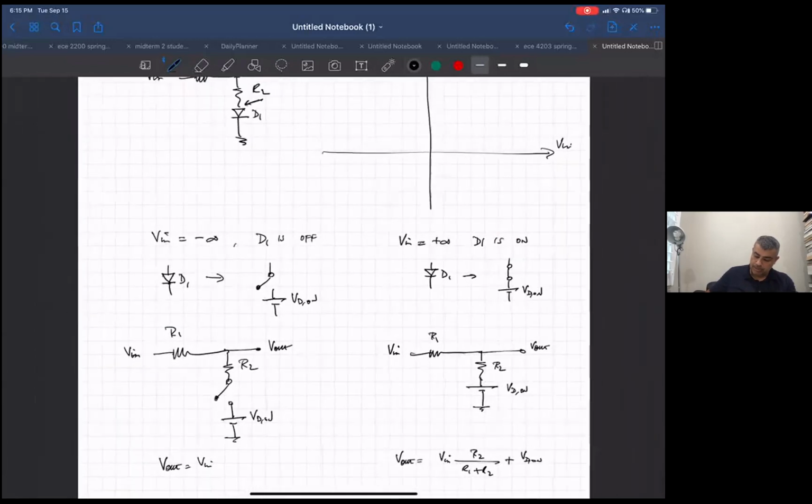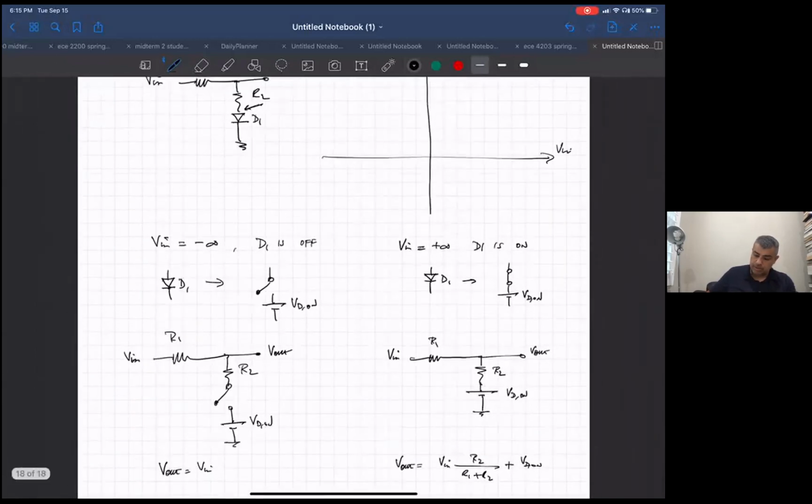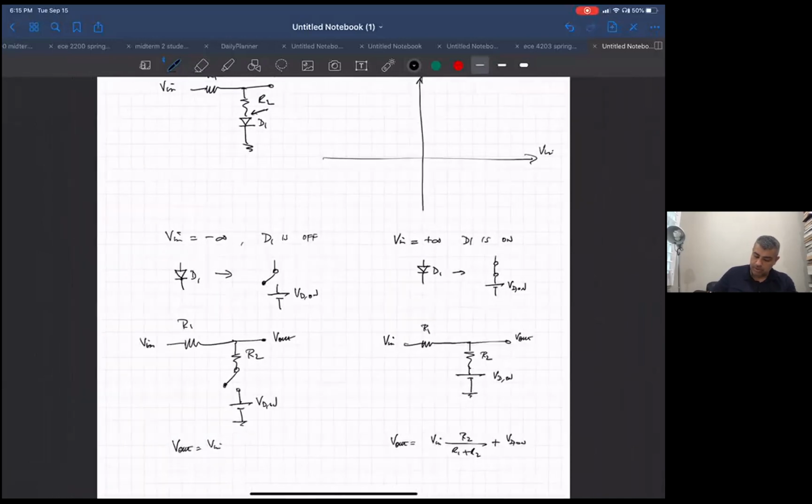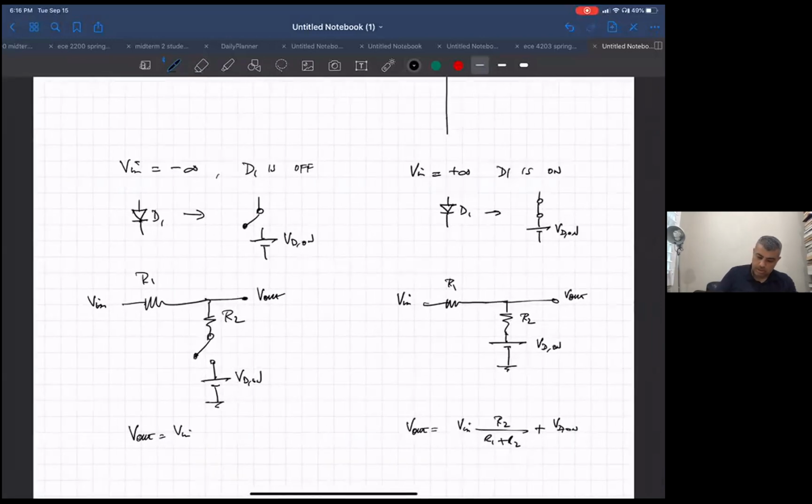So let's look at what happens in this curve. I think it's easier to draw the positive one first. No, I screwed this up. Sorry, guys. Oh, let me see. No, that's correct. I think that's correct.